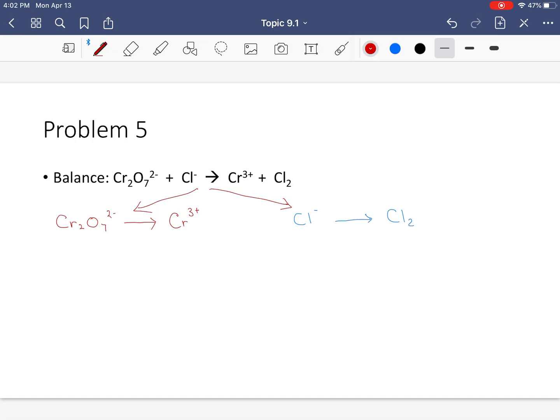Now we're going to look at both of these half reactions separately by making sure the elements are balanced, the oxygen is balanced, the hydrogen is balanced, and the charge is balanced. So let's take a look at the red side. Right off the bat, there's 2 chromium on the left, so make sure there's 2 chromium on the right. Put a 2 there. There's 7 oxygen on the left, so make sure there's 7 oxygen on the right. How do you do that? You add water, 7 water. Now there's 14 hydrogen on the right, so make sure there's 14 hydrogen on the left.